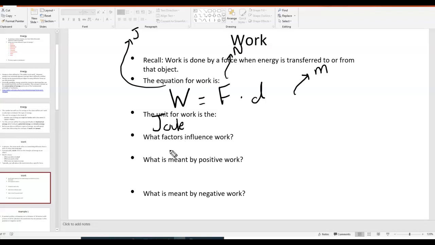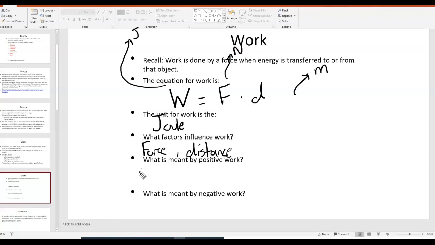Now, what factors influence work? Well, if you look at the equation, obviously the two factors that matter are the force and the distance. If you push with a harder force, you do more work. If you push an object over a bigger distance, you do more work. So those are the two factors that influence work.